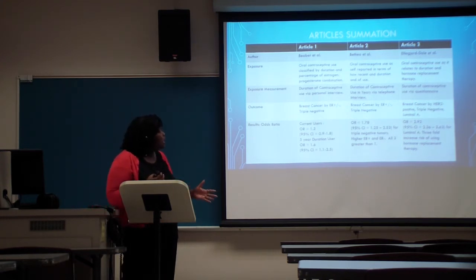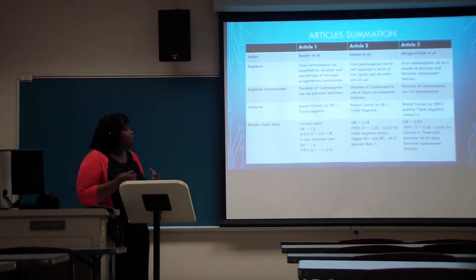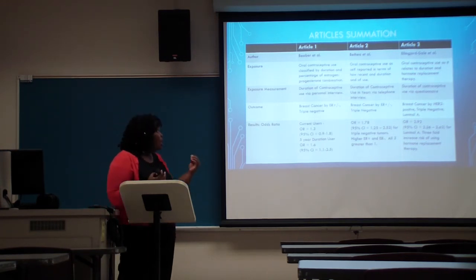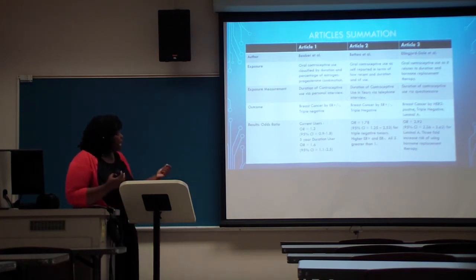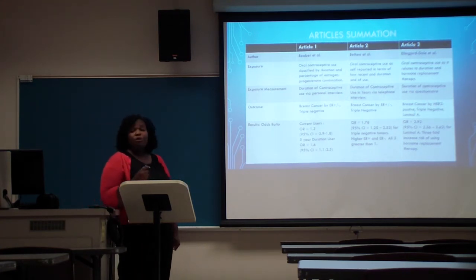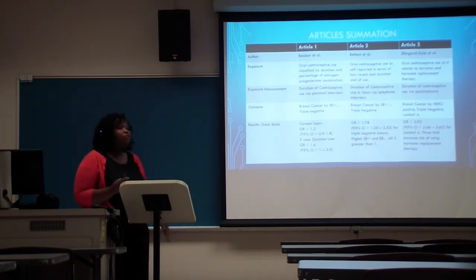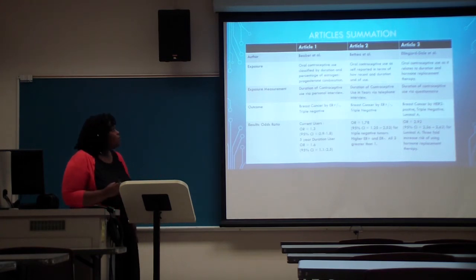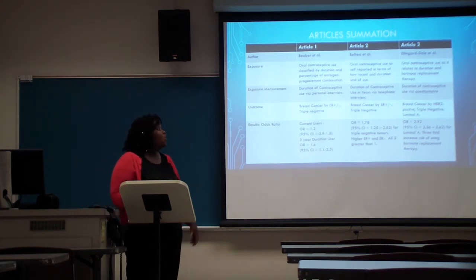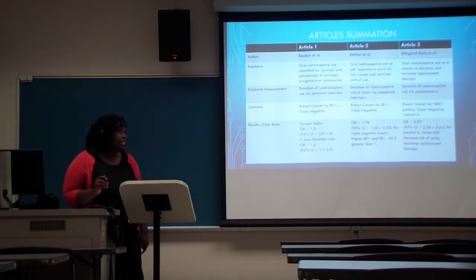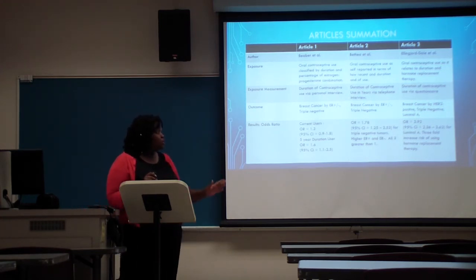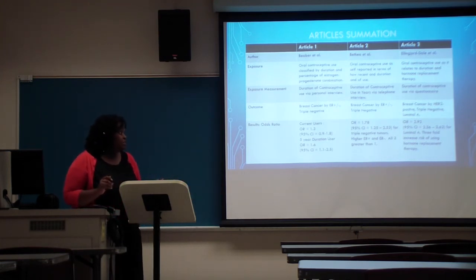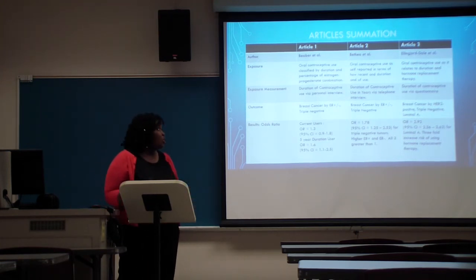In Article 2, the odds ratio was greater than 1 for all 3 of the cancer types, and for triple negative, the odds ratio was 1.78. It was the highest of all 3. The confidence interval was between 1.25 and 2.53. For Article 3, the odds ratio was primarily high for the luminal A breast cancer type. The odds ratio was 2.92 with a confidence interval of 2.36 to 3.62. That's almost 3 times the normal risk.